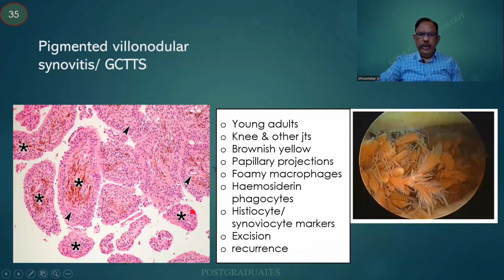This is the pigmented villonodular synovitis. So the features are given over here. Go back to your text. It occurs in young adults. The knee and the other joints are affected. It is brownish yellow. There are multiple papillary projections which can be seen. There are foamy macrophages, some of which are filled with hemosiderin pigmentation. They will be positive for histiocyte or synoviocyte markers. Excision is the rule, though when extensive, recurrence is possible.